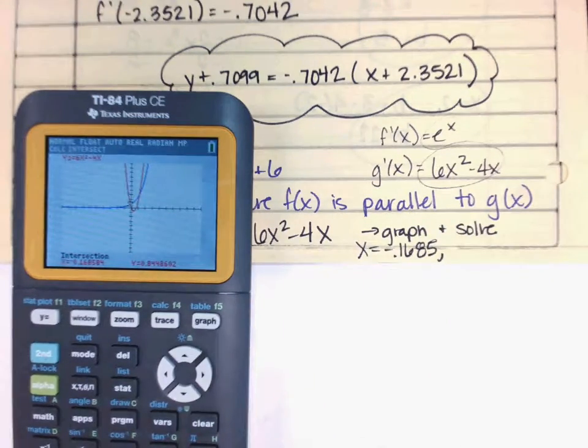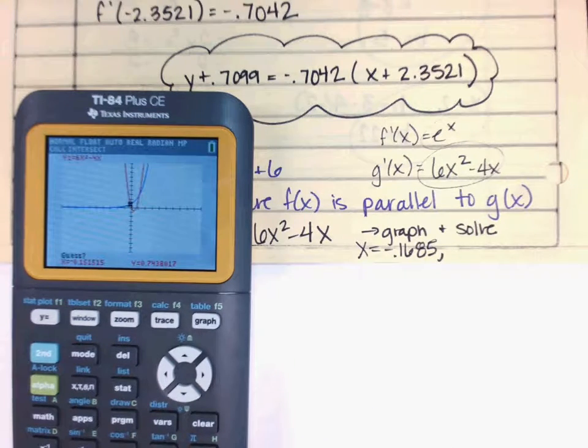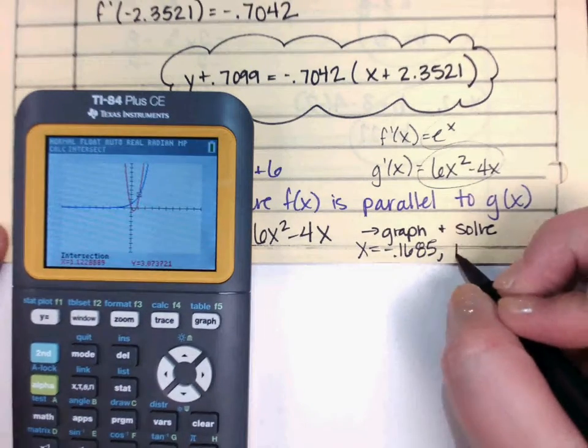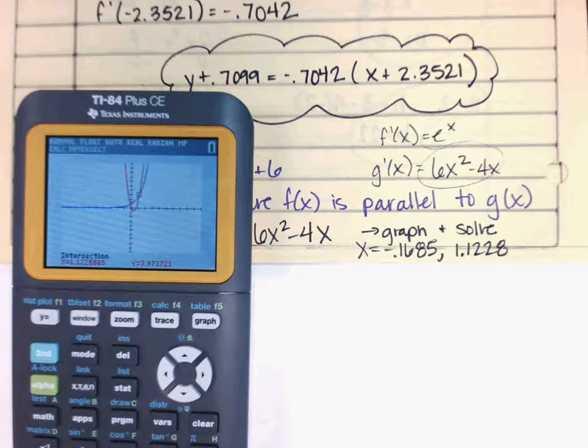Okay, then how do I find the second one? Second trace 5. Enter, and then under guess, just type in a number close to the other one. So I'm going to put 1.5 as my guess. You could also use the arrow over to the other one, and then push enter there. Okay, so 1.1228. Good? Got it? Questions? No.